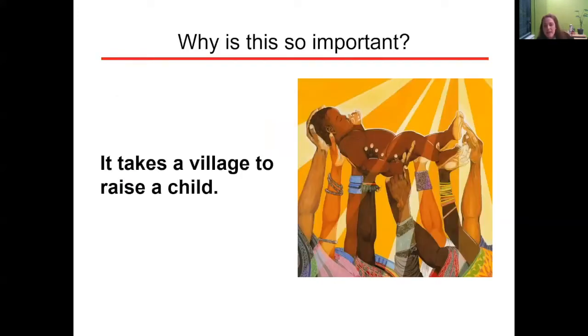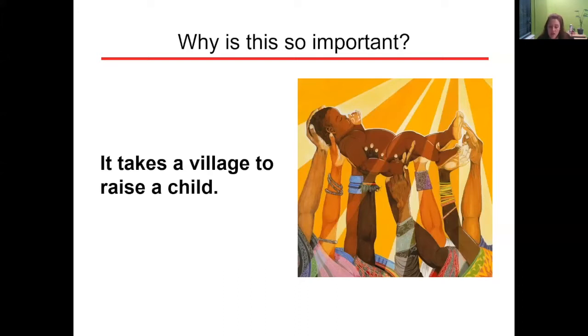Now, why is meaningful engagement so important? This is important because it takes a village to raise a child. And I never really understood this phrase as much as I do now that I have my own child. So communities are key parts of the learning framework, the EYLF and My Time, Our Place, depending on which one you use with your children.